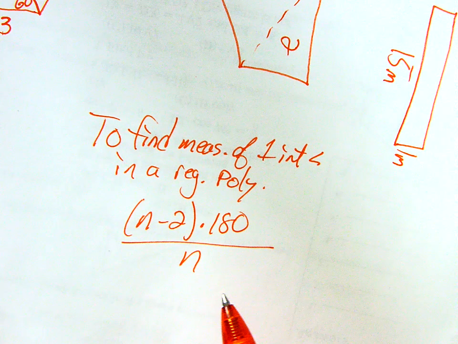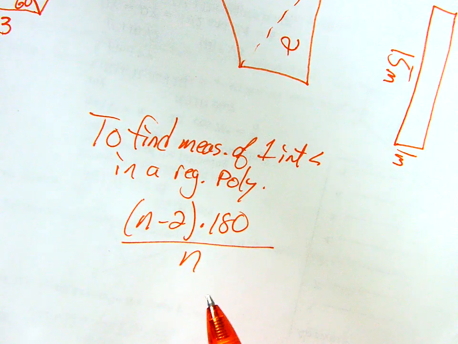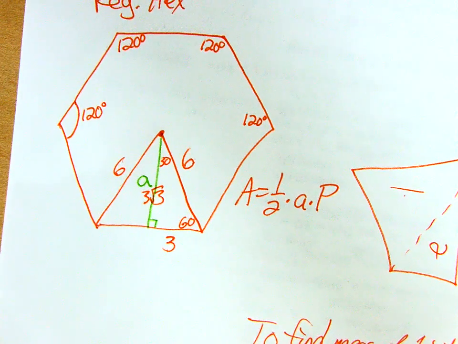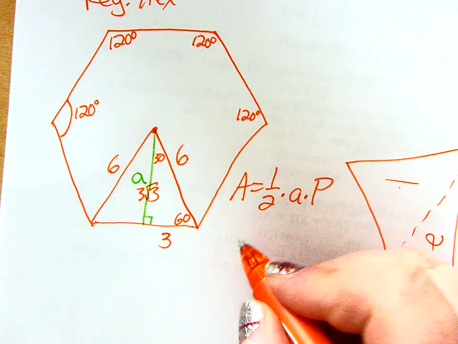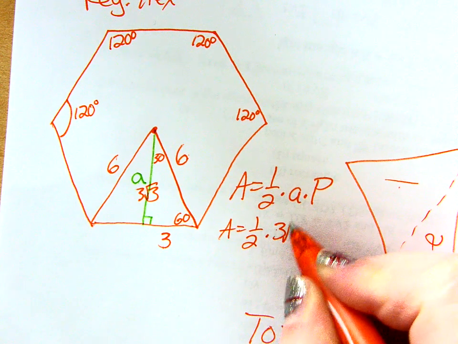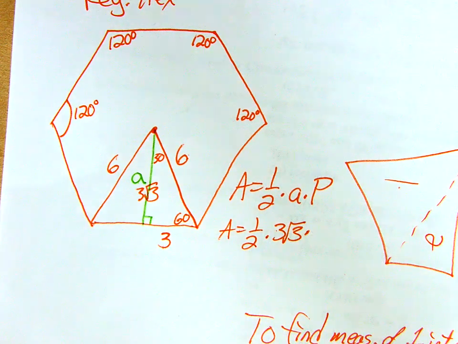So there was our formula again. We still have to finish this problem. I think we're almost there. I at least have enough to find all the pieces. So now I know what the apothem is. It's 3 root 3. And then the perimeter, be careful, would be 36, right?